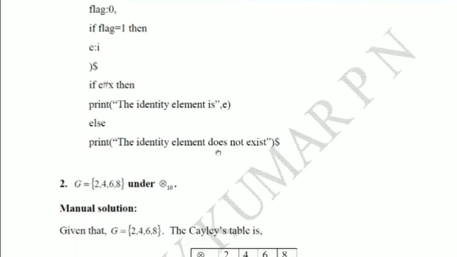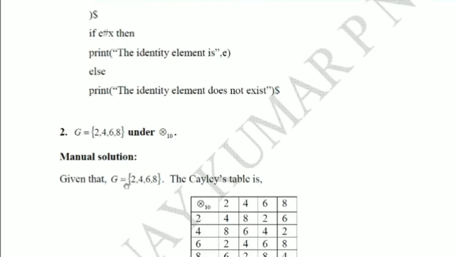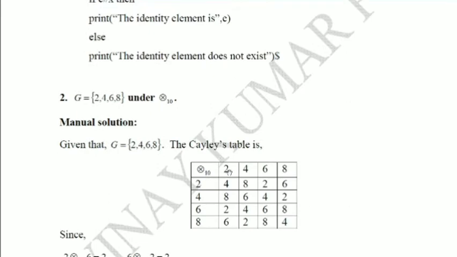Now I had given another example for multiplication modulo 10. As usual, you construct the Cayley table for multiplication modulo 10, and write all the elements of the given set 2, 4, 6, 8 in the topmost row as well as in the leftmost column. Multiply them and apply modulo 10. Now see, this row is the same as the topmost row. This row is the same as the topmost row. Therefore, this row heading 6 is the identity element.